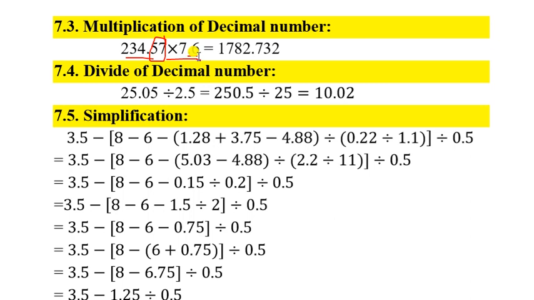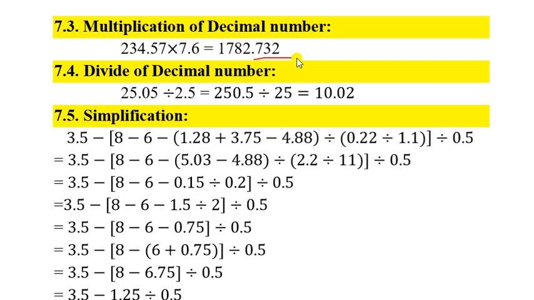So after getting the result for multiplication, from the right side you have to come to the left side, and you have to count the number of digits. How many? 3, because after decimal the total number of digits is 3. So see here, that's why I've written 2 3 7. After decimal how many digits are here? 3. So this will be the correct answer for decimal multiplication.